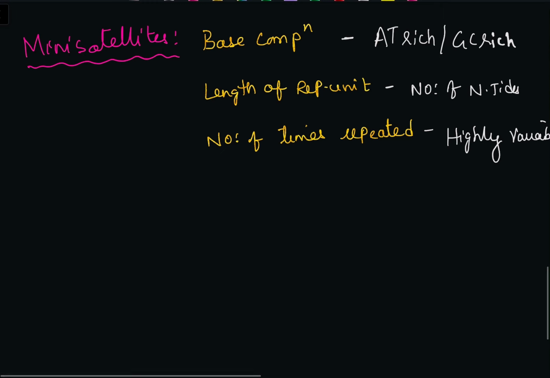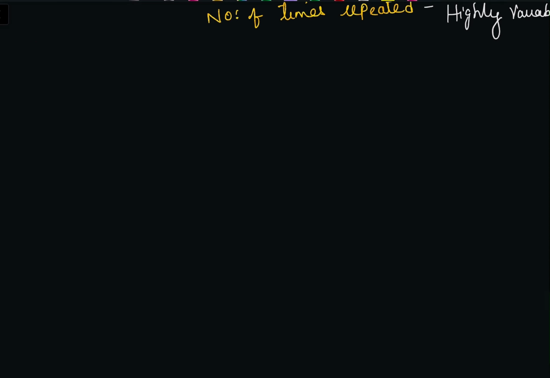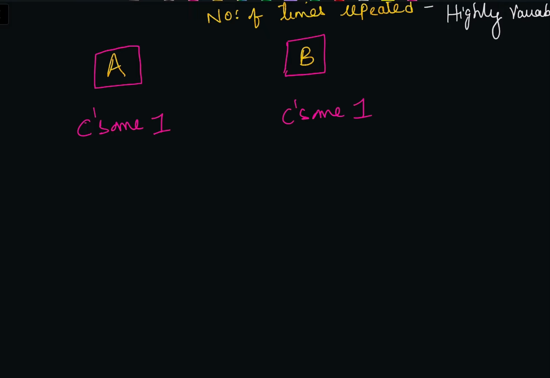Alright. To understand this, let me take an example. Suppose we are talking about 2 humans, human A and human B. In both cases, we are working with chromosome number 1. On this chromosome, a specific locus, let's say the locus is L1. Here also we pick the same locus, L1.